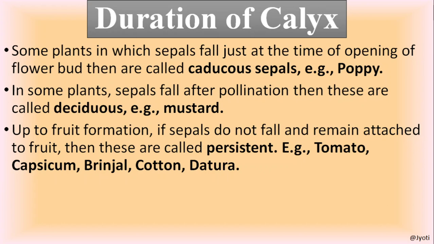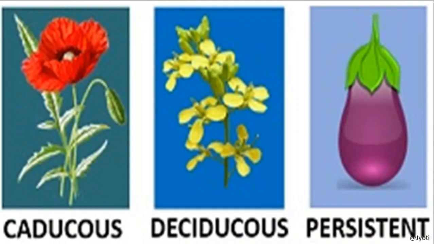along with the fruit. You might have observed in tomato and in datura, the sepals are present along with the fruit. So here you can see this is caducous. This is the bud. In the bud, the whole bud is covered by the calyx or the sepals. But see, in the flower there is no calyx. As soon as the bud blooms into a flower, the calyx falls off.